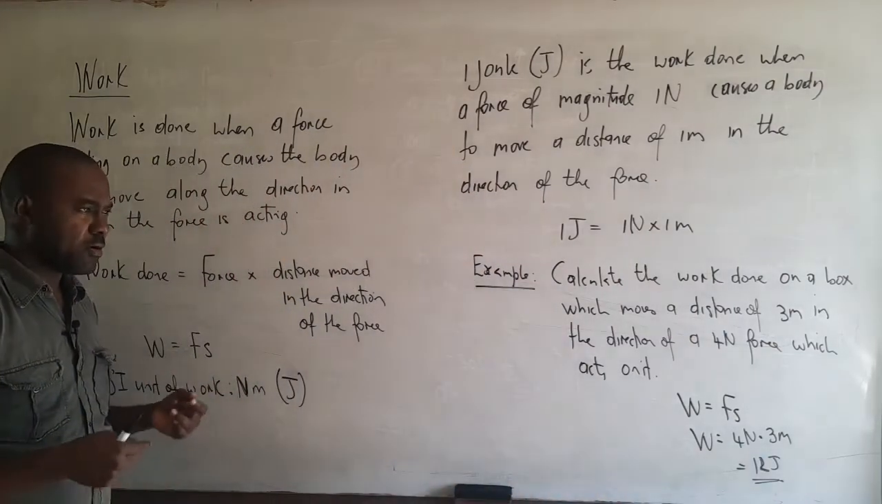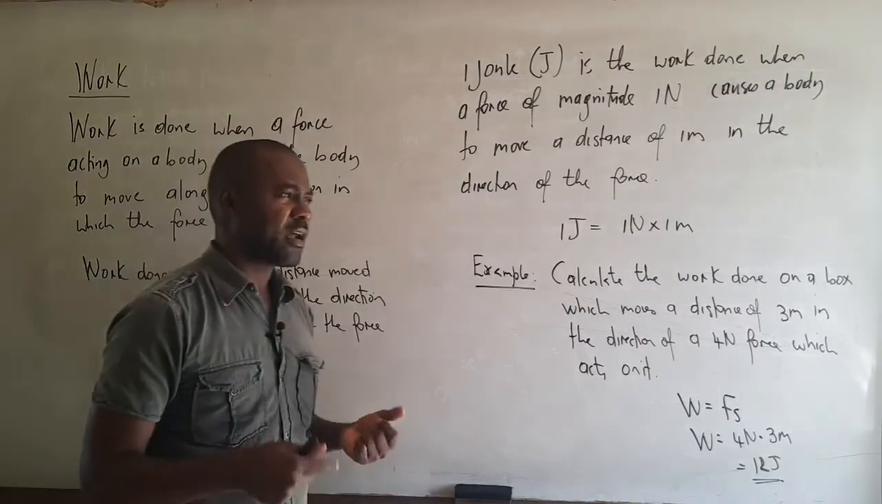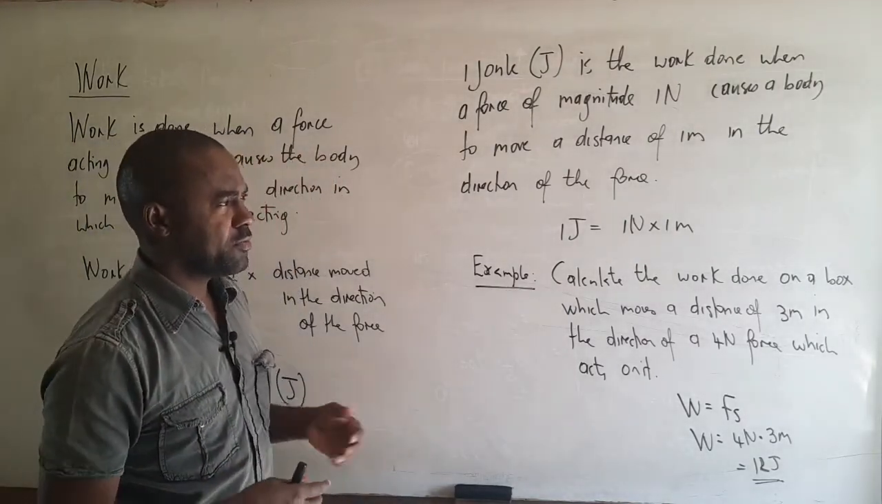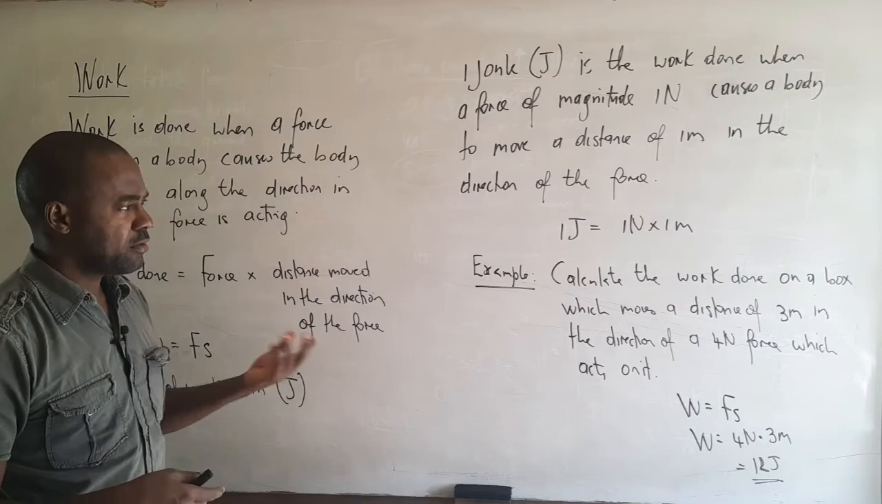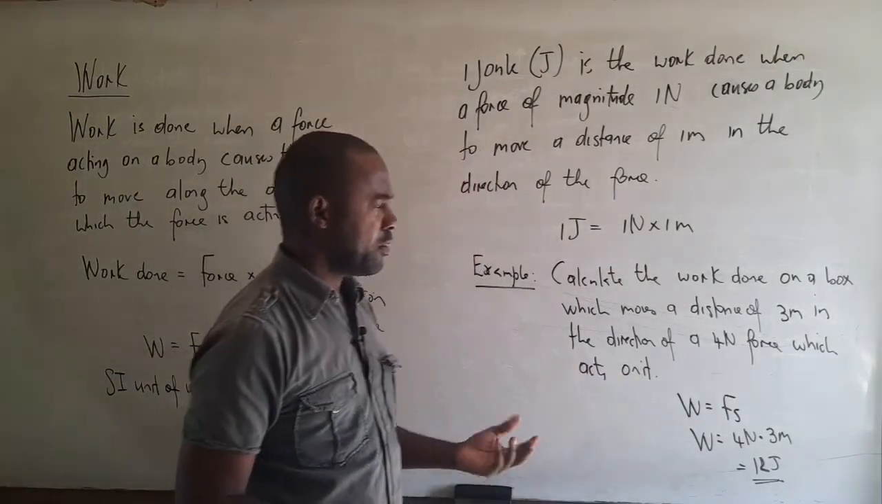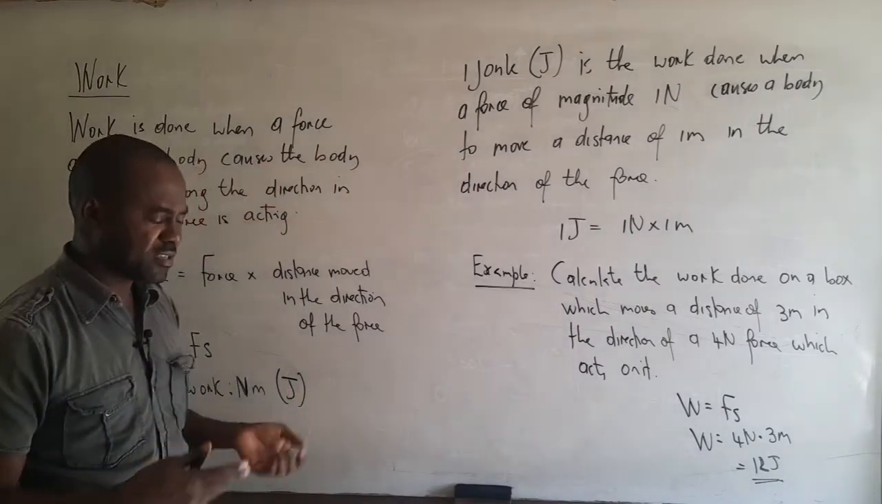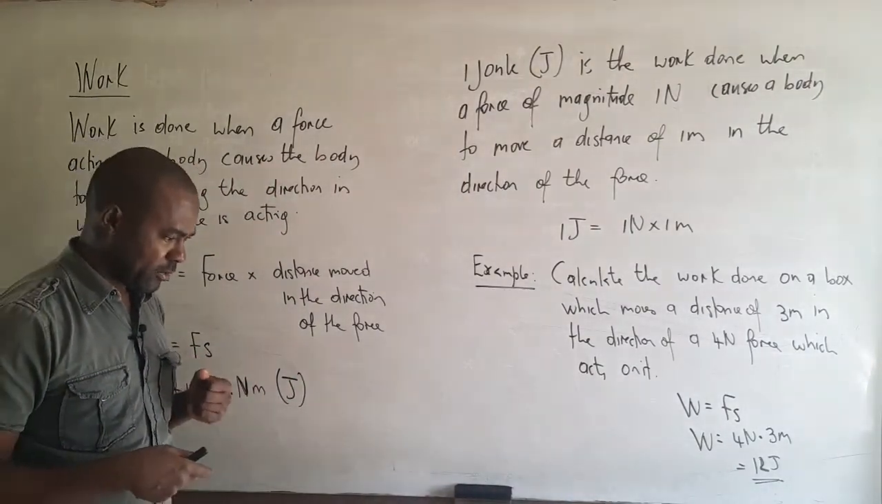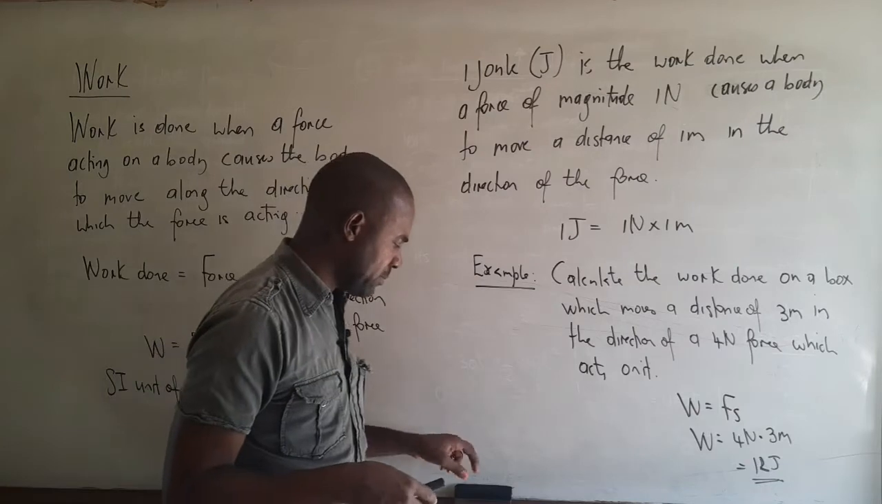So far we've defined work. We'll state exactly what it means for work to be done, and we define the unit of work, the joule, and we've also done a quick example on calculating the work done by a force when the object on which it is acting moves a certain distance in the direction of the force, right? Now let's talk a little bit about work.